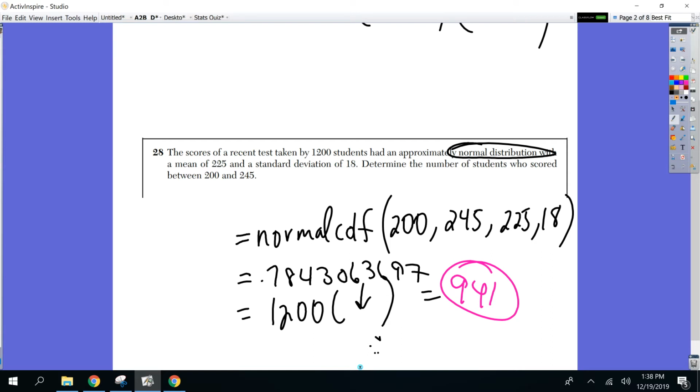No. So we don't round anything until the very end. Do not round anything until the end. Thank you for making that mistake. Keep the full calculator display all the way through. We all good here with 28?